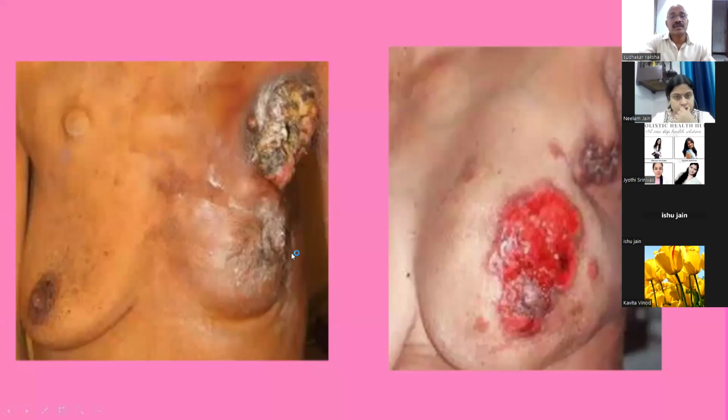So this is a clinical picture of invasive carcinoma of the breast. There is ulceration of the breast. Even in the axilla, we can see an ulcerated lesion. This is a clinical picture of breast carcinoma.